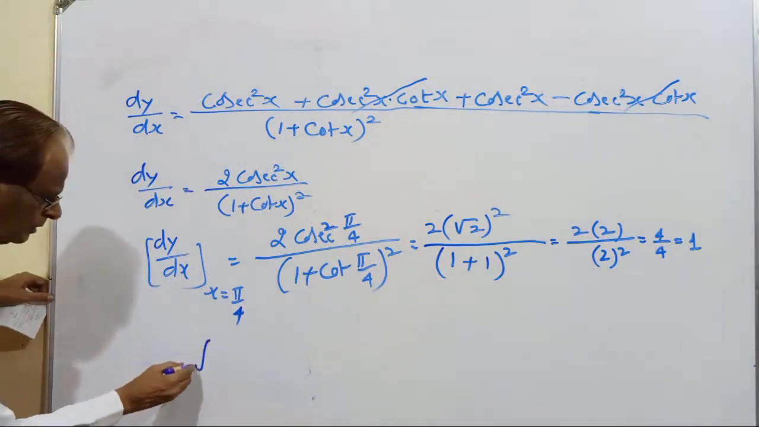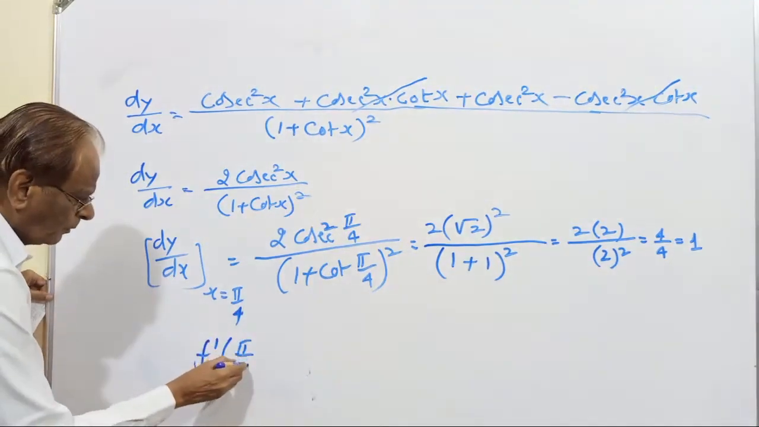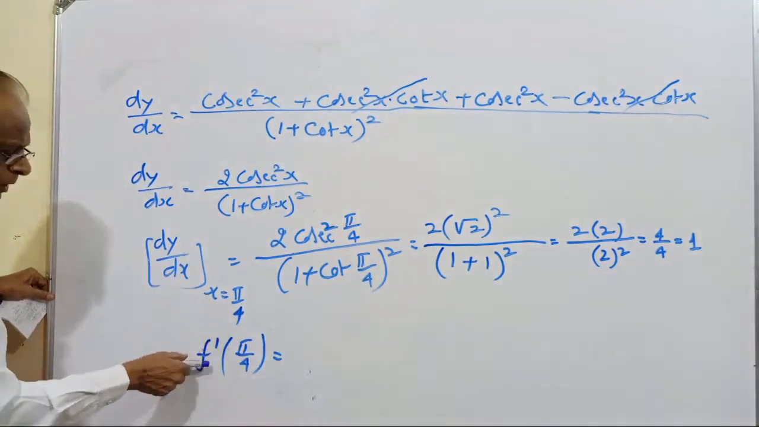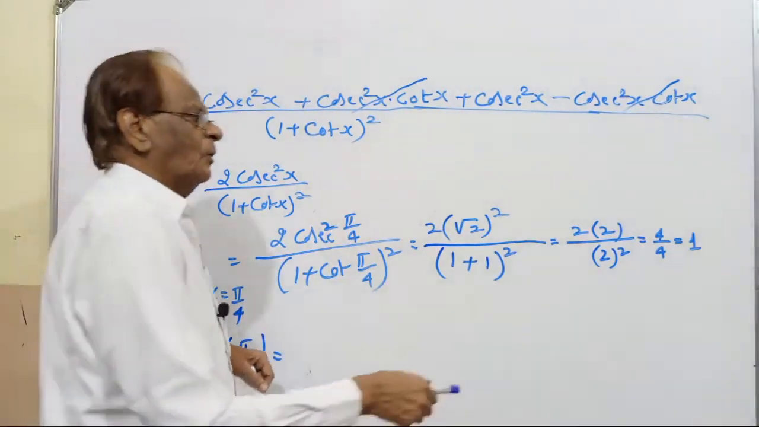This is nothing but f dash of pi by 4, which is the same as dy by dx at x equal to pi by 4.